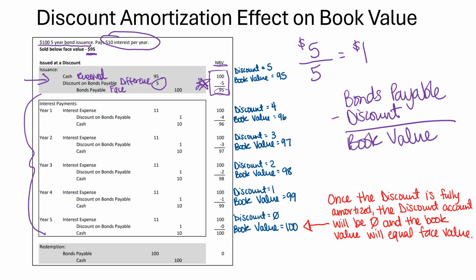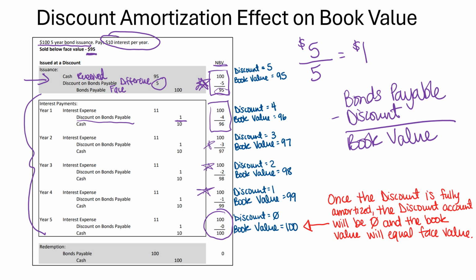After the first year's interest payment, what changes is the discount on bonds payable. We are reducing that by $1. So then when you do the net book value calculation, it's bonds payable of 100, now minus $4. We are decreasing the discount amount, and that gives you a book value of 96. The same thing happens all the way through the rest of the years until you get to year 5, when the bonds are about to mature.